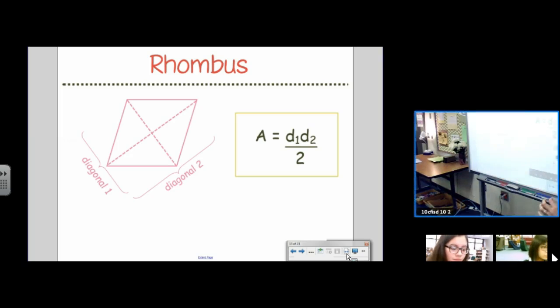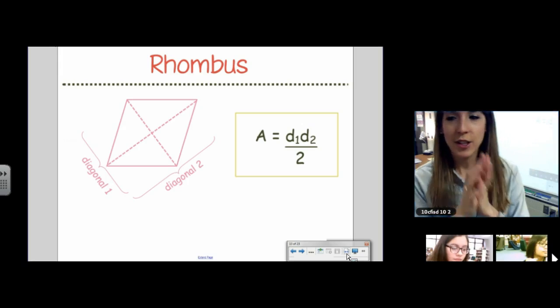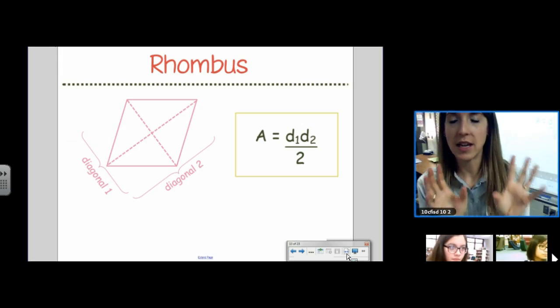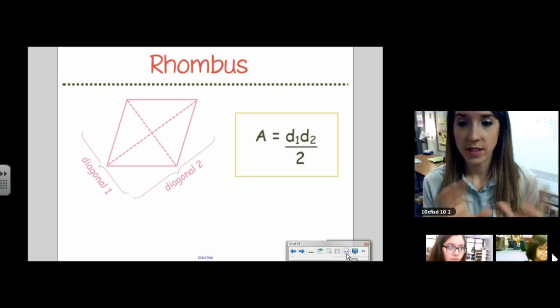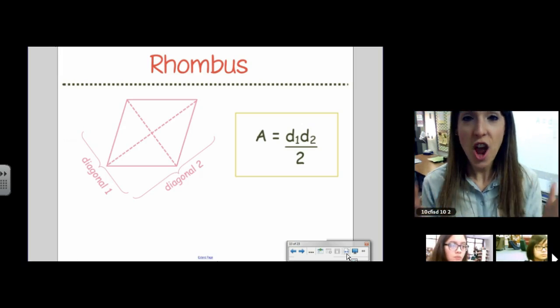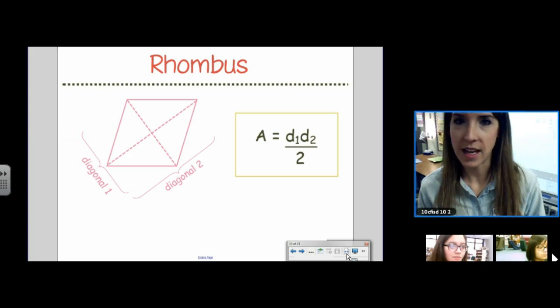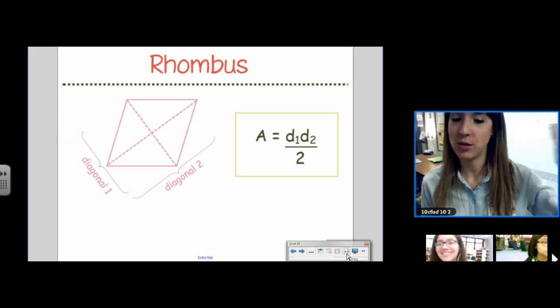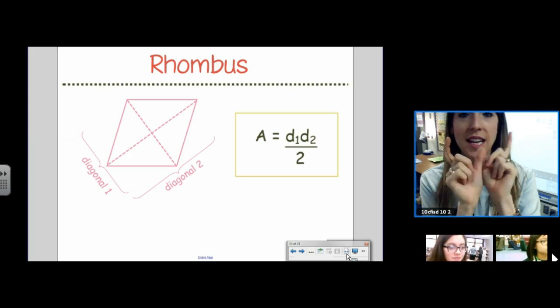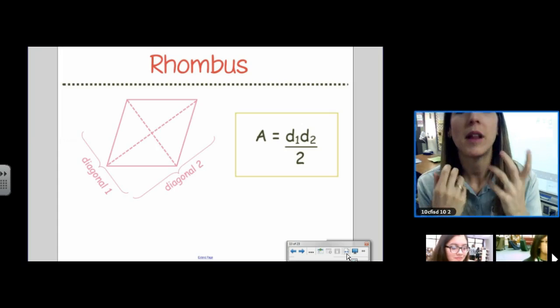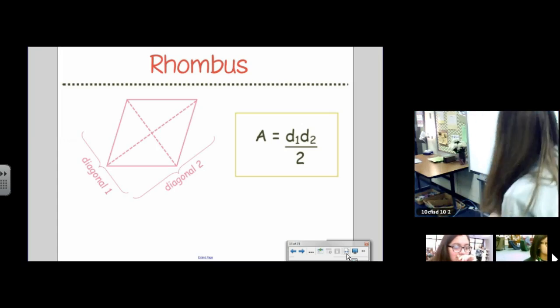Let me tell you a mistake that people make. Look at diagonal 1 times diagonal 2. Those letters are next to each other. Does anybody see a plus sign? Does anyone see one? No, because there is not a plus sign. And for some reason, students do diagonal 1 plus diagonal 2 divided by 2. That is not the formula. Don't add them. When you see two letters sitting next to each other, it's implied that you multiply.